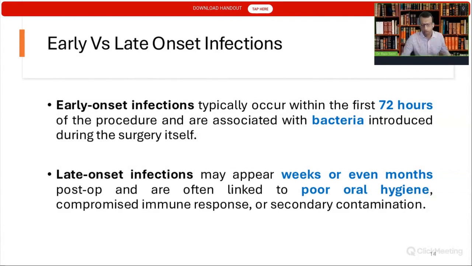Now, when we talk about the different types of post-op infections, these are basically categorized into two types: early onset infections and late onset infections. Early onset infections occur within 72 hours of a dental procedure and are mainly associated with bacteria introduced during the surgery itself. Late onset infections usually happen weeks or even months after the surgical procedure, and this is often linked to poor oral hygiene.